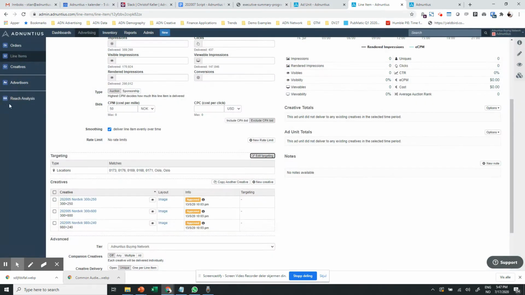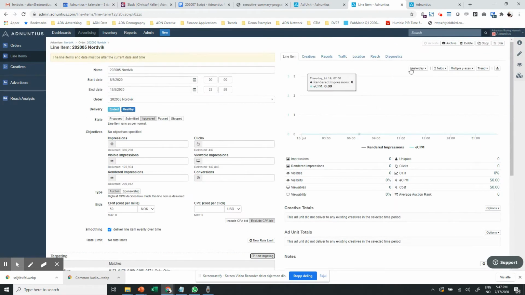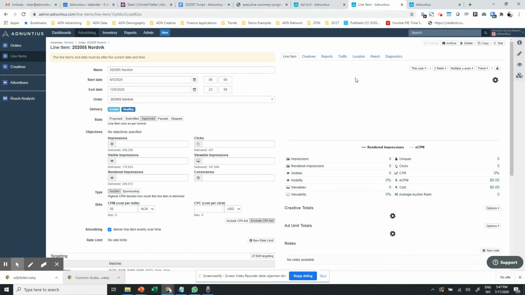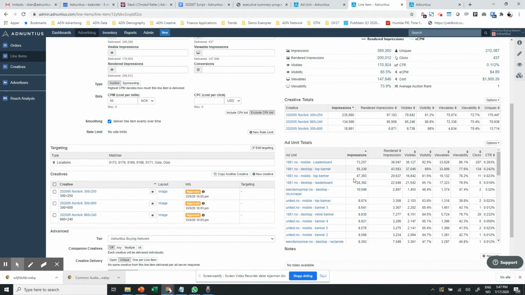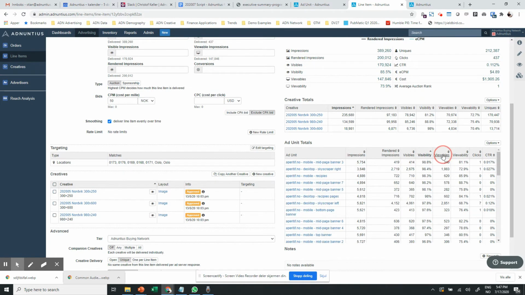All reporting is in real time, and metrics like viewability are measured out of the box with no added cost. You can also see performance metrics on every single ad unit so that you can, for instance, exclude ad units with less than, say, 75% viewability.